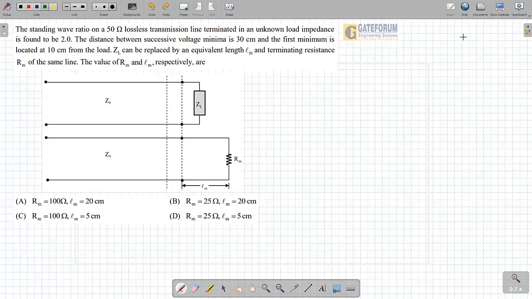If you see the transmission line which is given in the question, there is a load ZL placed. Now ZL can be replaced by an equivalent length LF and a terminating resistance RM of the same line. We have to find out the value of RM, the load resistance, and the LF that can replace the ZL. Okay. So from the given question, let us try to find out.